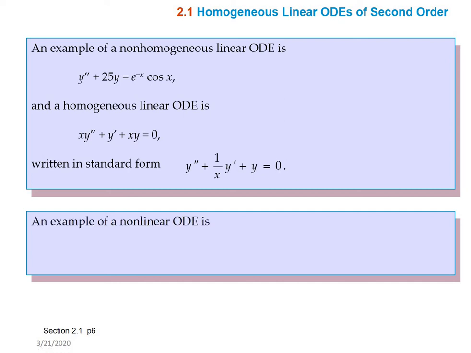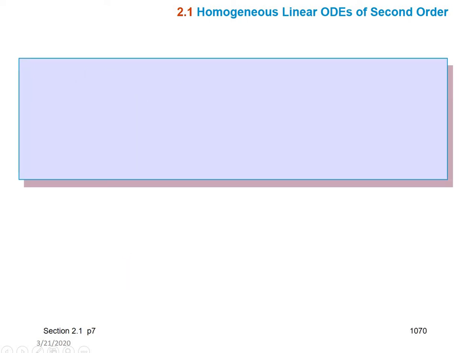Now, an example of a non-linear ODE is this one. And you see, it's non-linear for two reasons at least. The first one, y prime is raised to the second power, it has been squared. The second thing, those two terms have been multiplied by each other. This cannot be the case. So this is a non-linear ODE.